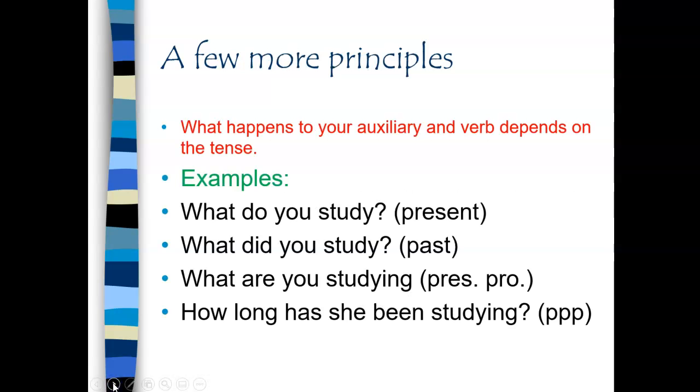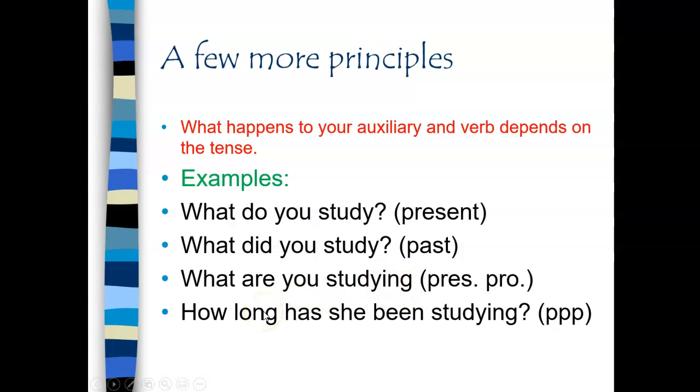A few more things to remember is that what happens to your auxiliary and the verb depends on the tense. So in this one, what do you study? My tense is in the present, my auxiliary is do, and my verb stays in the base form. What did you study? Same thing, my verb stays in the base form, but my auxiliary changes because I want it to reflect the past tense. What are you studying? I'm working with the present progressive. In this case, my auxiliary is the verb to be in the present, and when I have a progressive, I have an ing on my verb.